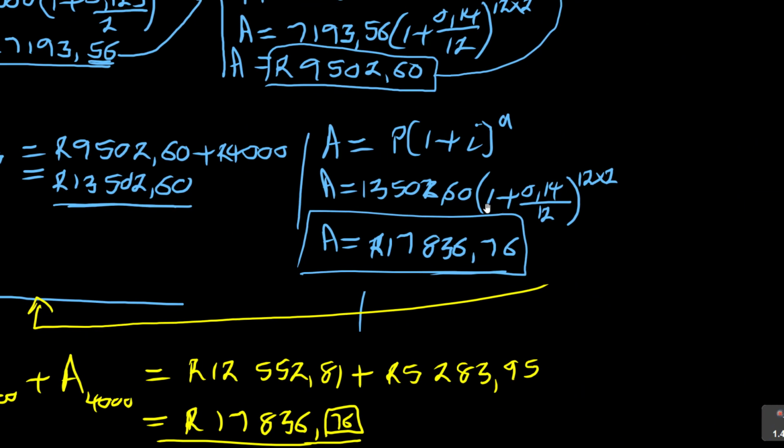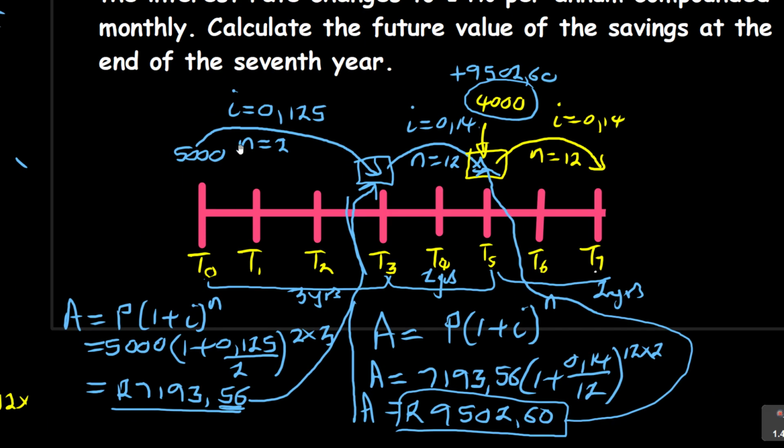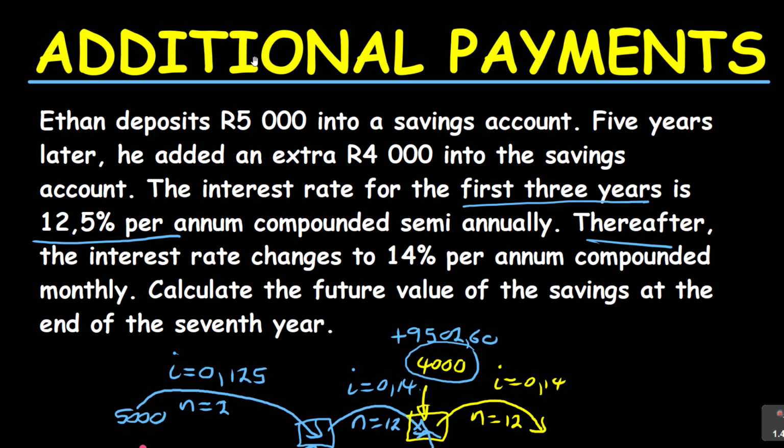Guys, it's the approach. It's the same thing, just the approach that you decide. Either you do whereby you take the 5,000 into T5, add the 4,000, the one that I just did, or you allow the 5,000 to grow until the end, and then allow the 4,000 to grow until the end, and then you bring those monies together. That is the approach which, when you talk about additional payments, you can approach two ways: the first one and the second one. Which one do you think is best? Give me your comments.